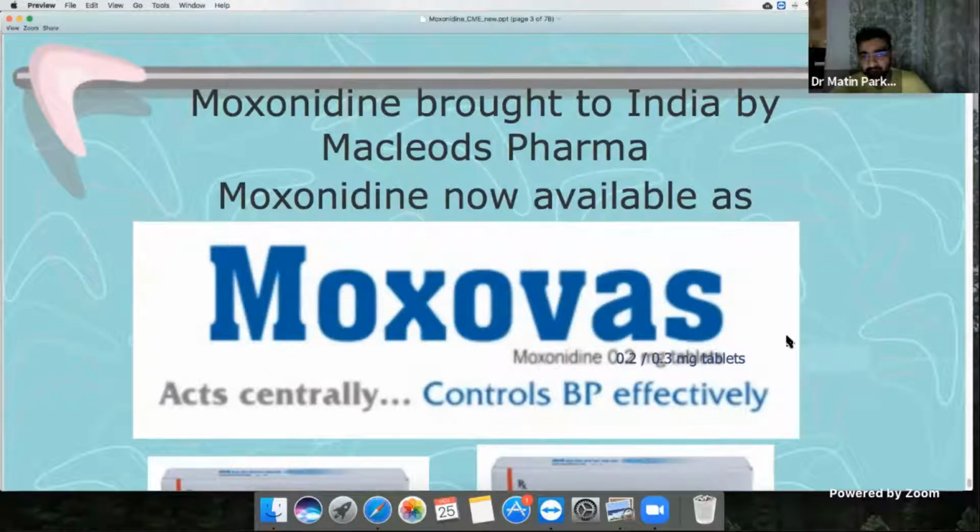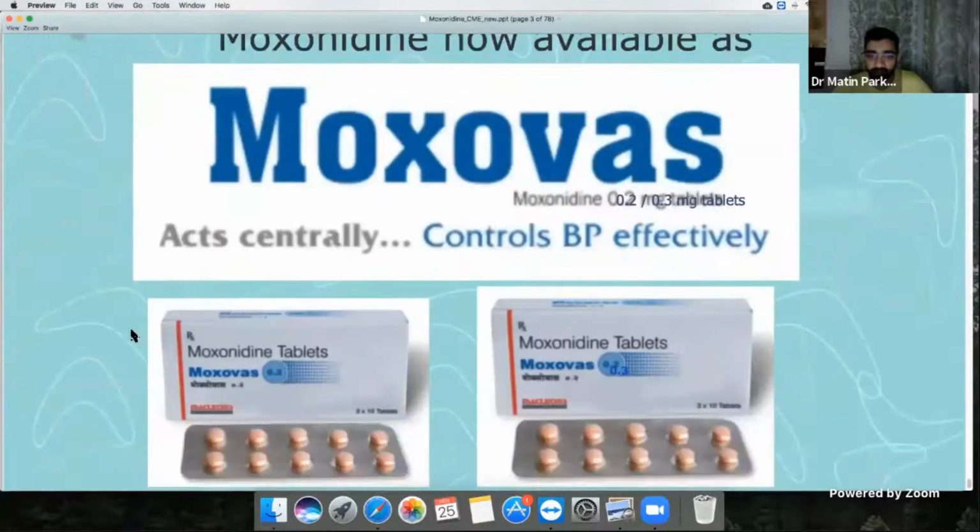To start with as the first drug in managing hypertension, I personally don't recommend it as a first drug of choice. Of course, it has been proved in many studies that it is as good as other drugs in potency as an antihypertensive, but this cannot be the first drug of choice. Of course, for resistant hypertension, definitely Moxovas should be the drug of choice.